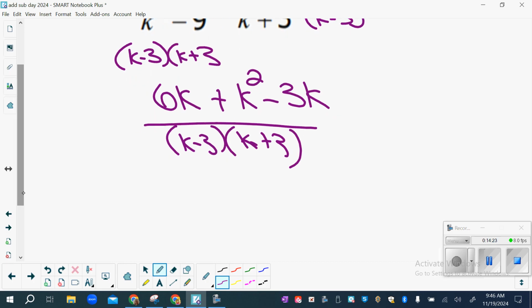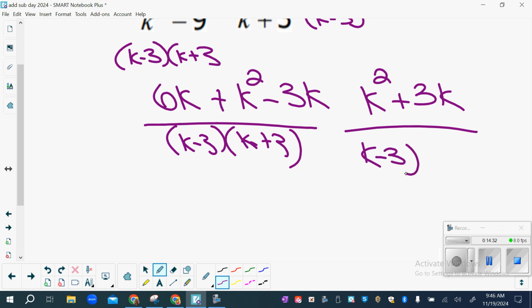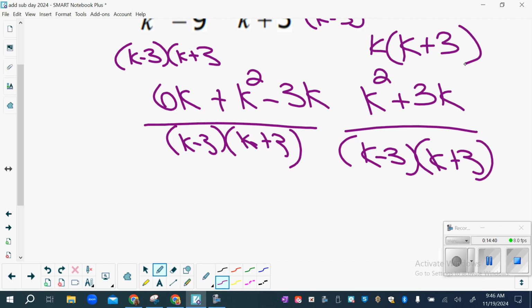Yep, you're going to have to factor that top, because here's what I got. I got K squared plus 3K on the top, and I can factor him. I love this problem. K plus 3, the K comes out. Watch what happens on this guy. I'm going to cancel this guy with this guy. So here's what I get at the end. I get K over K minus 3 because these guys cancel.